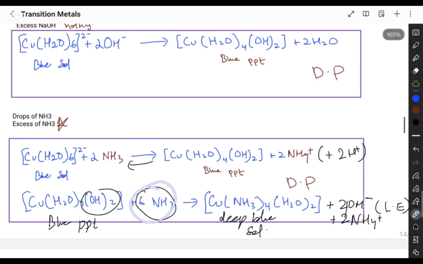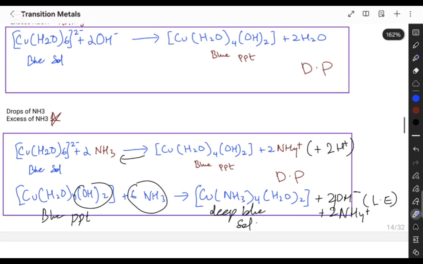We'll have 6 ammonia. Now, out of these 6, 4 will be forming dative bonds with the copper, and the other 2 will be used to remove hydrogen from the water. And when the hydrogen of water is removed, they will form 2 ammonium ions. And the other 4 hydroxides that were formed would be replaced by the 4 ammonia, and that's why this is called ligand exchange. Alright? And then the solution will go from a blue precipitate to a deep blue solution.